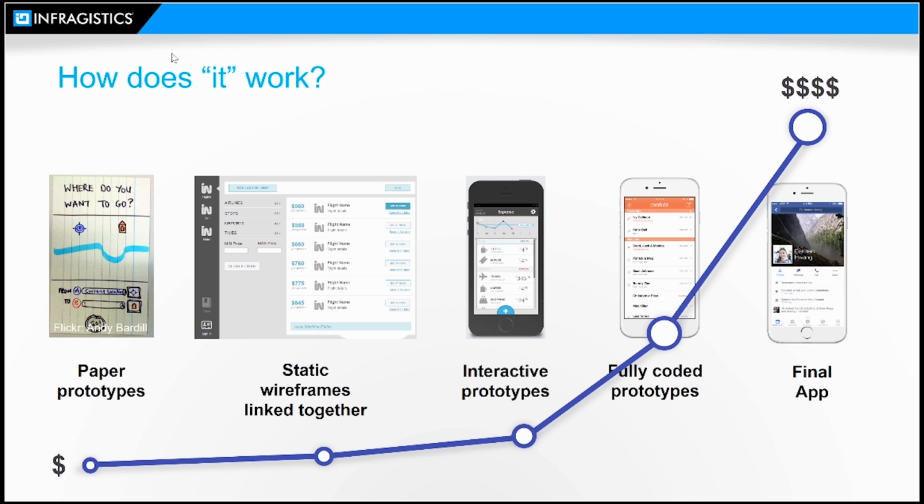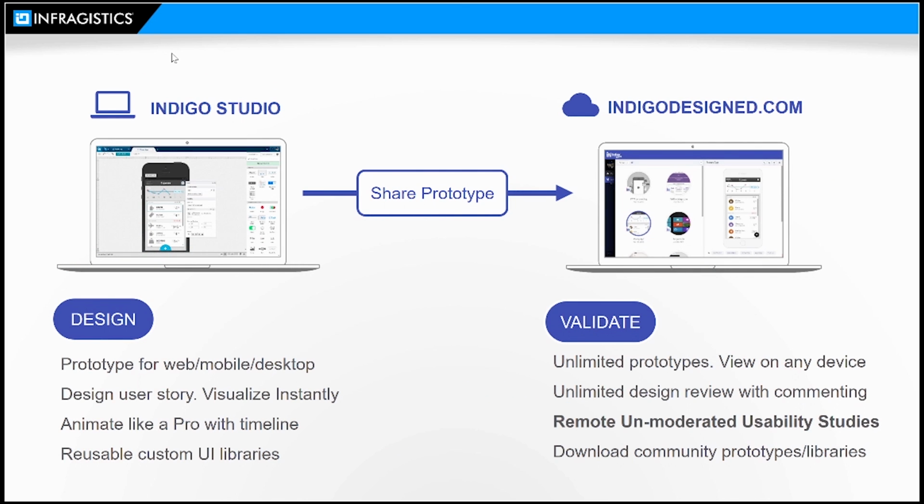So we want to use Indigo Studio to not only create those low-cost end-to-end experiences, but then have a low-cost way of doing usability testing. So it really ends up being a one-to-many capability on the testing side. So we talk about designing in Visual Studio, or I'm sorry, in Indigo Studio. So we have the ability to prototype for web, mobile, desktop, design that whole user story, visualize it instantly, and then do the animations and really have that experience right in the application.